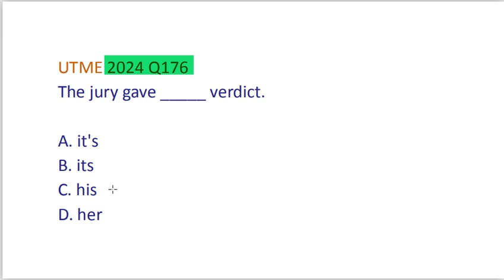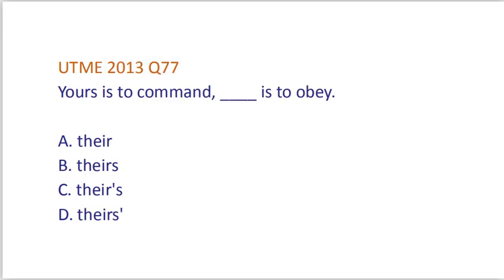Now the question is the jury. What is the appropriate pronoun for the jury? Do we consider them as male or female, or the neuter gender where we just use it? The jury is considered as a neuter gender, so we use it. In the possessive adjective, it becomes its, I-T-S. The jury gave its verdict. Option B.